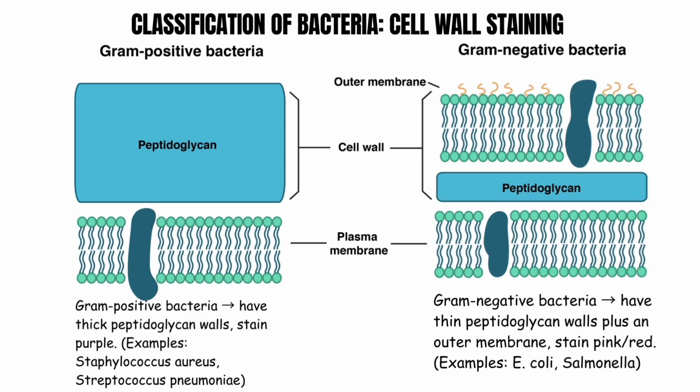That means the peptidoglycan layer is bound by an outer plasma membrane and an inner plasma membrane. And of course, it stains pink or red. An example is Escherichia coli, which is E. coli, and Salmonella, or you can see Salmonella typhi. Now, this is the classification of bacteria based on cell wall staining, gram-positive bacteria and gram-negative bacteria.